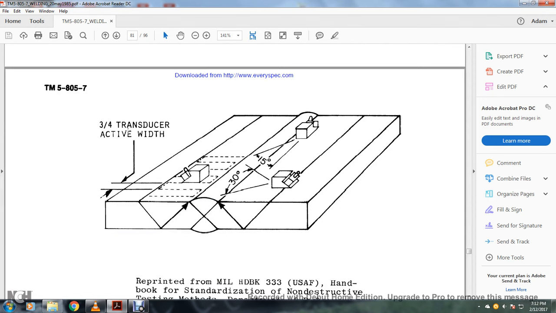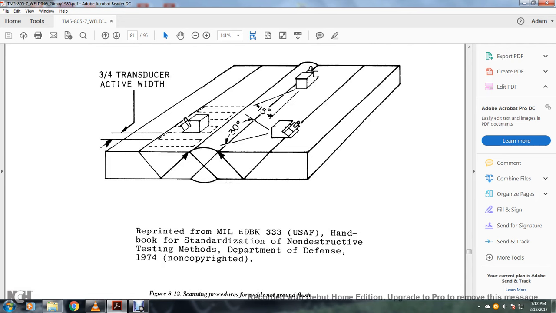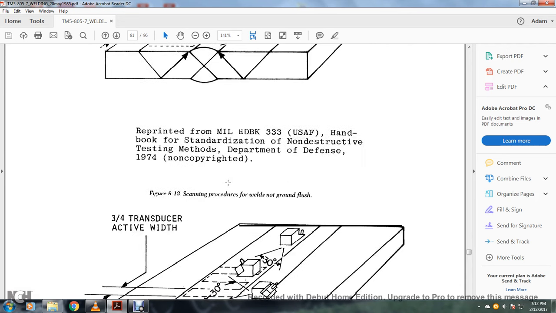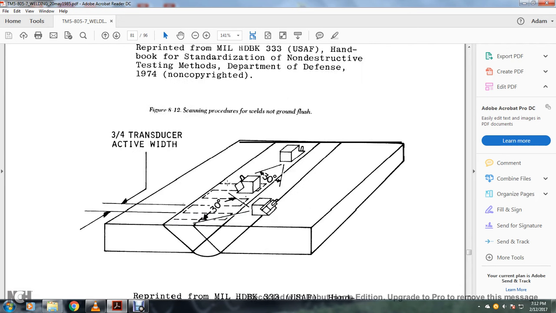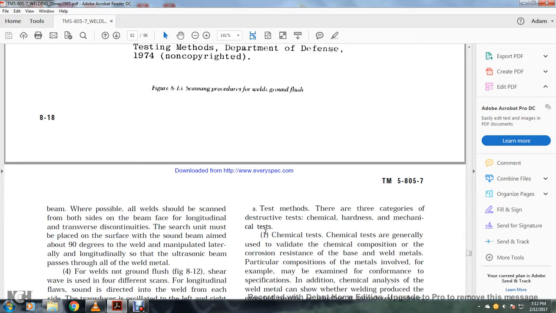This is a 3/4 inch active transducer shear wave. Figure 8.12 shows the scanning procedure for welds that are not ground flush. This is a 3/4 inch active transducer shear wave, the scanning procedure for welds ground flush.